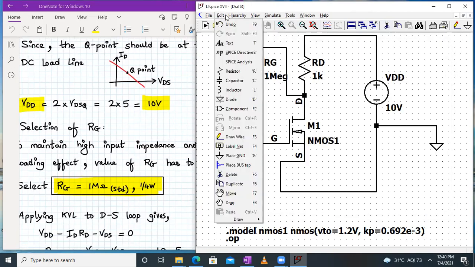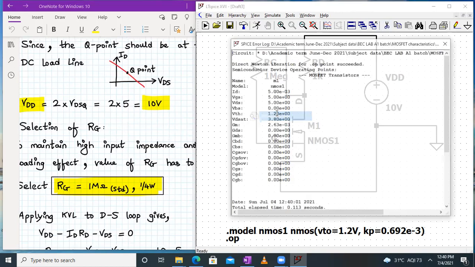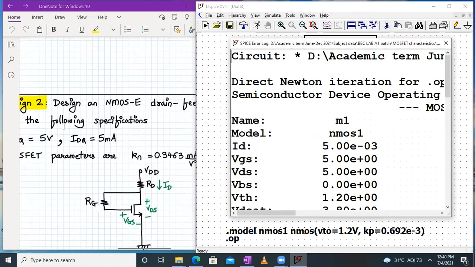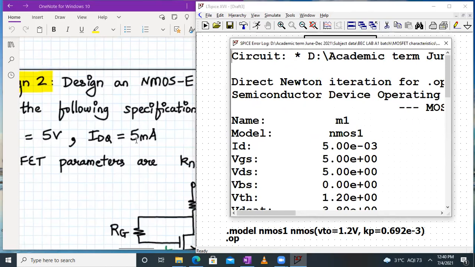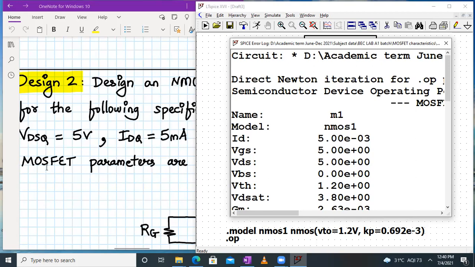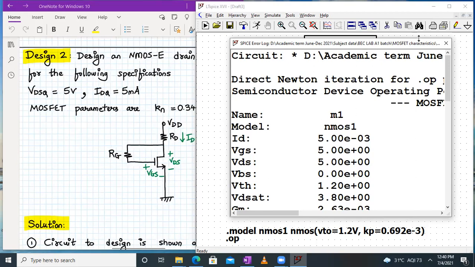Now let's go to view and check the SPICE error log. Here you see the value of ID, which was supposed to be 5, it is 5 milliamperes. VGS is also 5, because for drain feedback bias, VDS and VGS are the same, and VDS is coming as 5 volt. So this way we have verified that the designed circuit is giving the proper values.